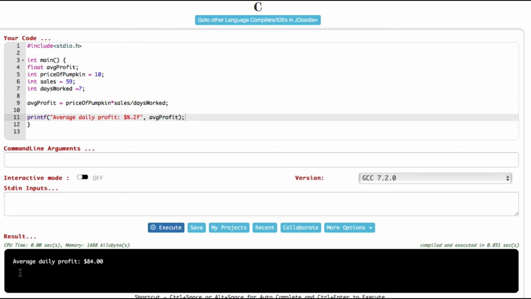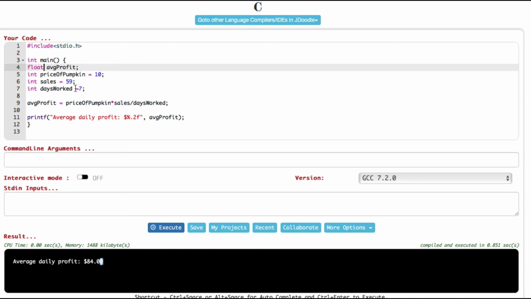Okay, here you can see average daily profit is $84. But if you use a calculator and multiply 59 by 10 and divide by 7, it won't be an integer number like this. It won't be a full number. We are missing the decimal points because we have combined this float data type and integer data type. That's why it's just showing the integer and it just eliminated the float type, right? This is where we have to use typecasting.